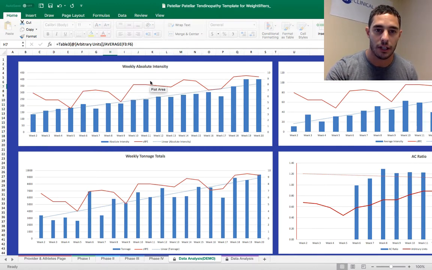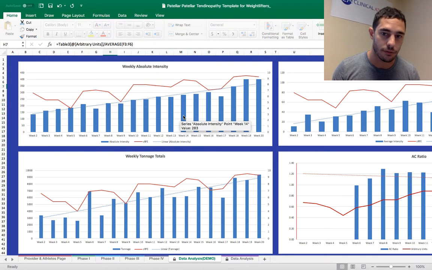This red trend line is spiking up, and then these blue bars have steadily either declined or plateaued. Maybe that means the athlete is not recovering from training and they're perceiving their training sessions as very hard compared to the work that they're doing. So you might need to adjust the load.